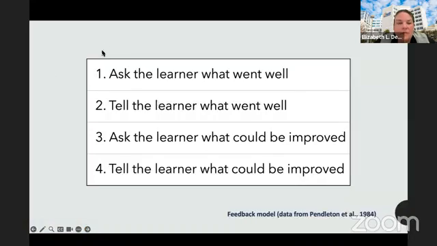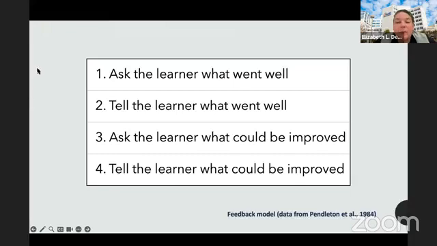One is the Pendleton model, and the Pendleton model relies on 4 questions. Ask the learner what went well, then tell the learner what went well. So this takes the perspective of the trainee and the perspective of the faculty into account. Next, ask the learner what could be improved. Then the faculty gives information about what could be improved next.